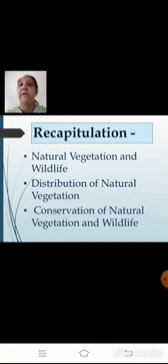Then we learnt about different programs, that is social forestry as well as Van Mahotsav, that should be encouraged so that conservation can be done and awareness can be created among the people. Then, most importantly, we learnt about the international convention, CITES. Then at last we saw about the forest fire. So here we have completed our chapter.